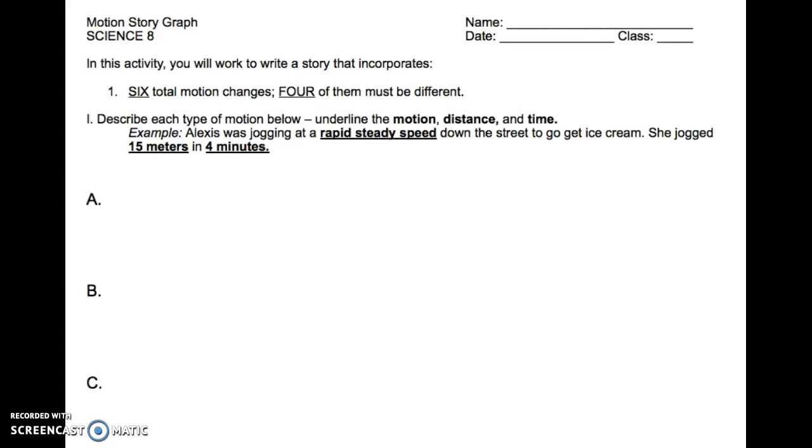For today's enrichment, you are going to make your own motion story. Your motion story will have several requirements that will need to be included, and you'll also need to make a graph based off of your motion story. Some things to keep in mind.